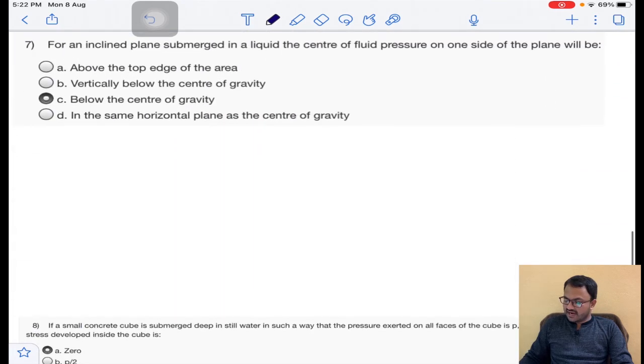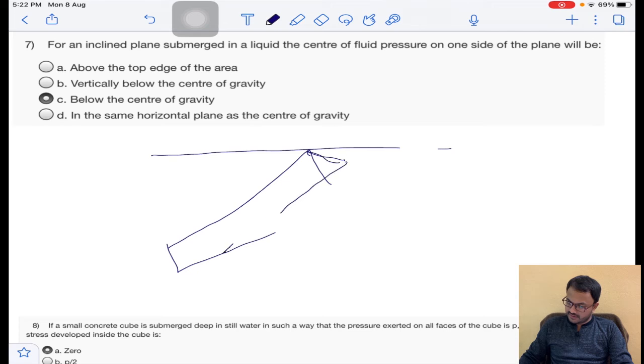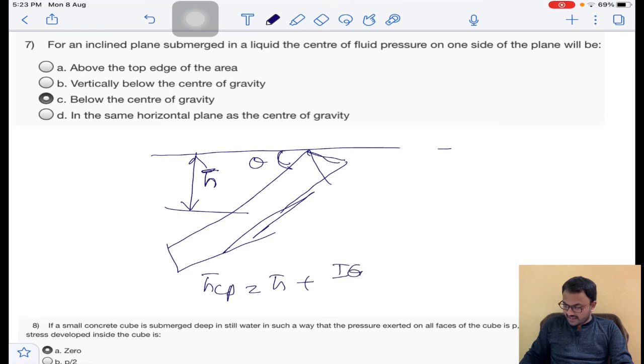And next question. For an inclined plane submerged in a liquid, the center of fluid pressure on one side of the plane will be. Generally, for example, it is a surface and there is one plane here. So this is one inclined plane, making an angle theta. So generally this will have a centroid somewhere here, h bar. Okay, and for the center of pressure, h bar Cp is equal to h bar plus Igxx sin square theta by h bar into A. So obviously h bar Cp lies somewhere below h bar, right?